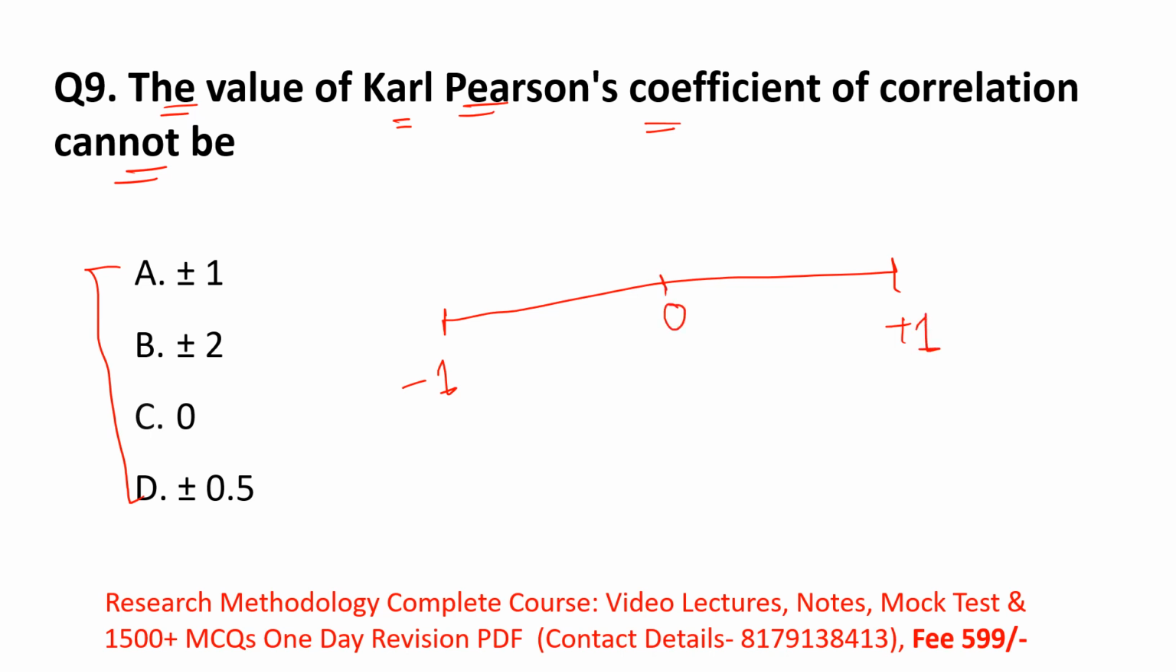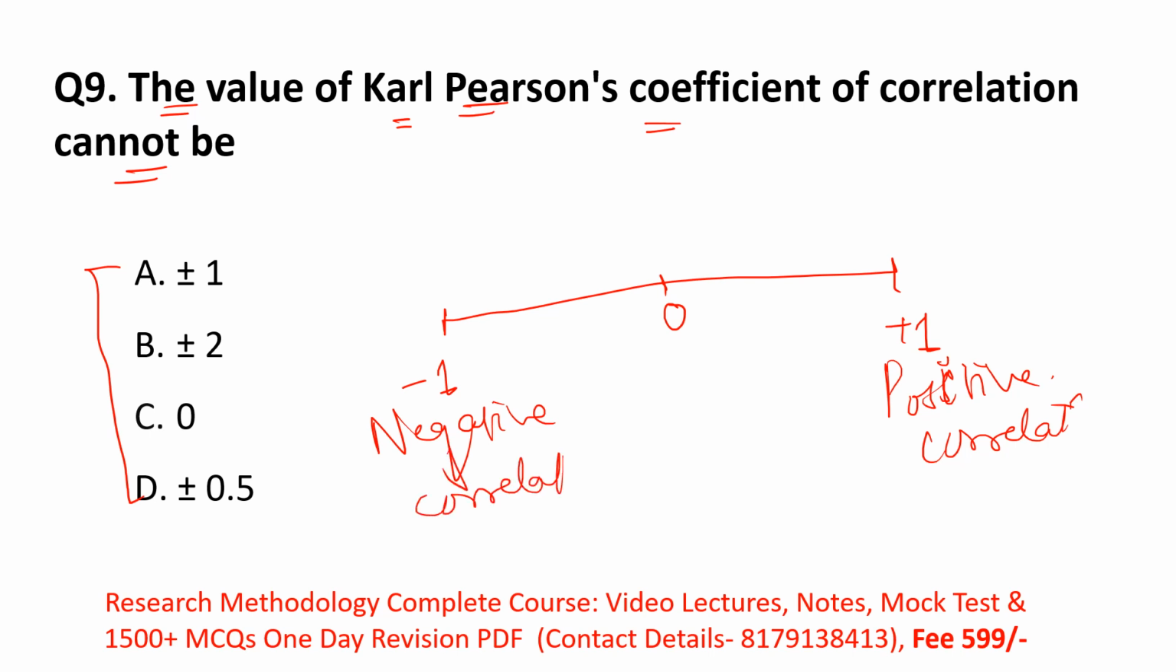So -1 to +1. Here, what are the values they have given us? +1 and -1. +1 means what? A positive correlation between the variables, perfectly positive. And -1 means what? Perfectly negative correlation between the two variables.